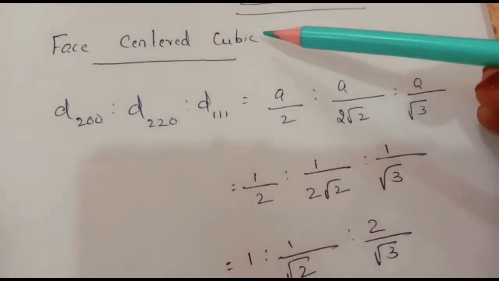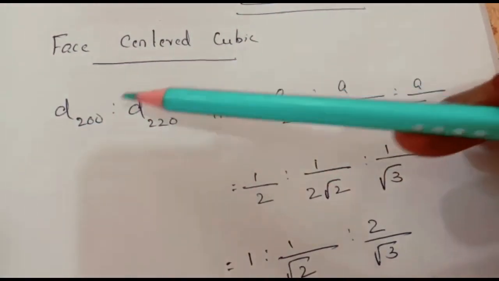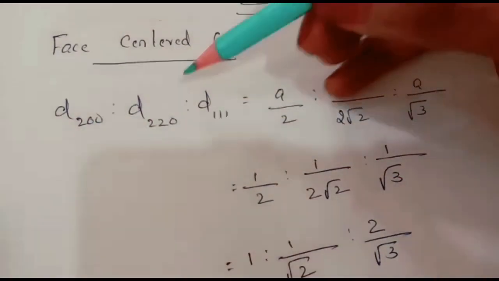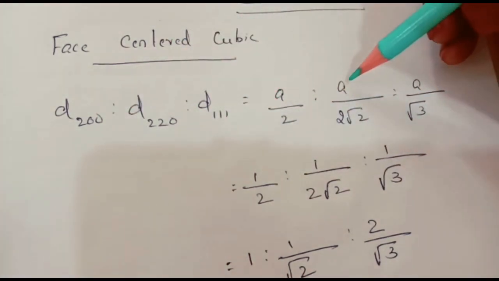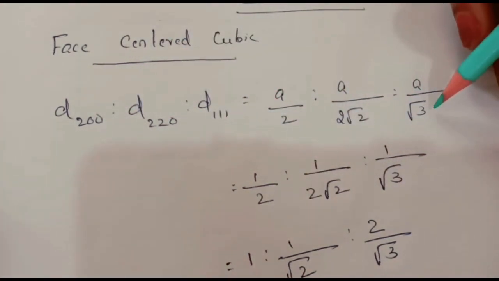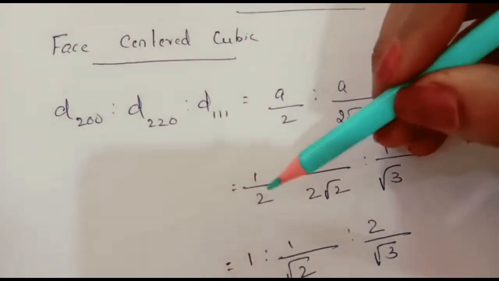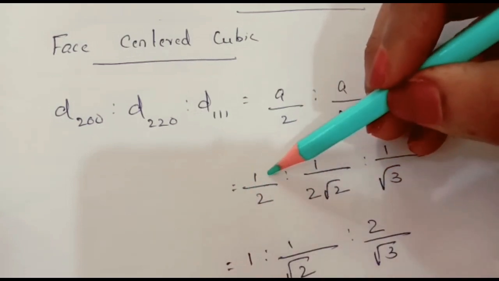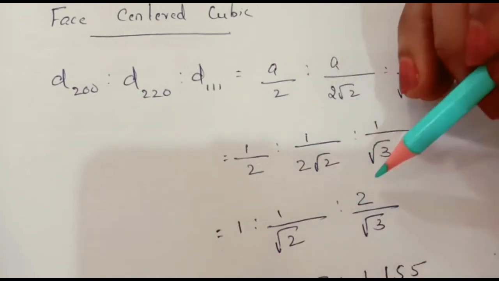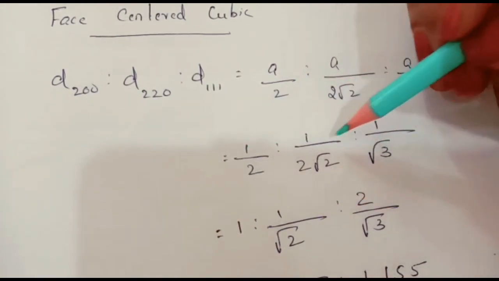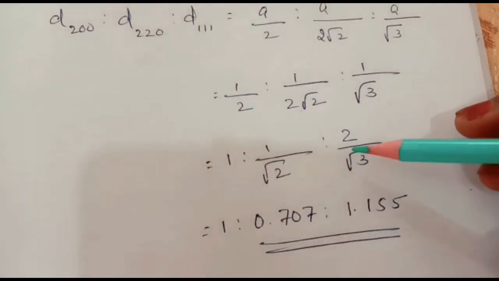Now for a face centered cube, the distance between lattice planes are D200 is to D220 is to D111. So it will be A by 2, A by 2 root 2 and A by root 3. So A can be cancelled. So 1 by 2, 1 by 2 root 2, 1 by root 3. So you have to make it as 1. So multiply with 2. So it will be 1 is to 1 by root 2, then 2 by root 3, because we are multiplying all these fractions with 2. Then 1 is to 1 by root 2 is to 2 by root 3.